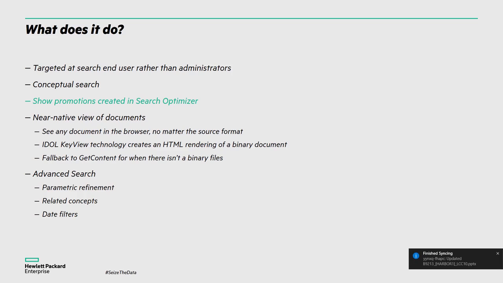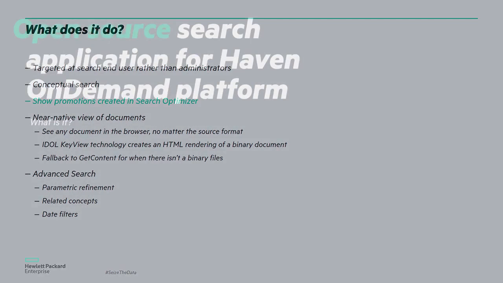So the rest of Find in terms of functionality is very similar to the search page in Search Optimizer, and they are in fact built on the same open source library that we've been building over the last year or so, which is called Haven Search Components and is available on our GitHub. So we've got conceptual search, we've got near-native viewing of documents, we've got advanced search, parametric refinement, related concepts, and date filters, which is all available in Search Optimizer to the search administrators.